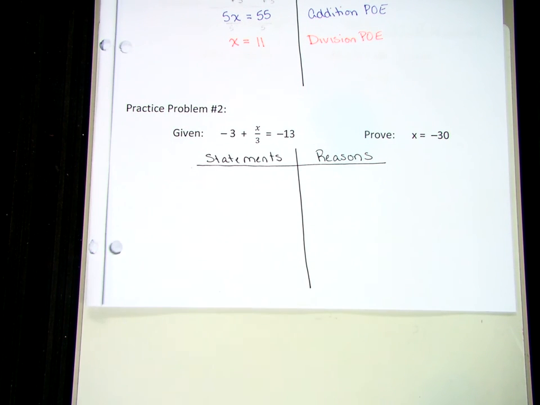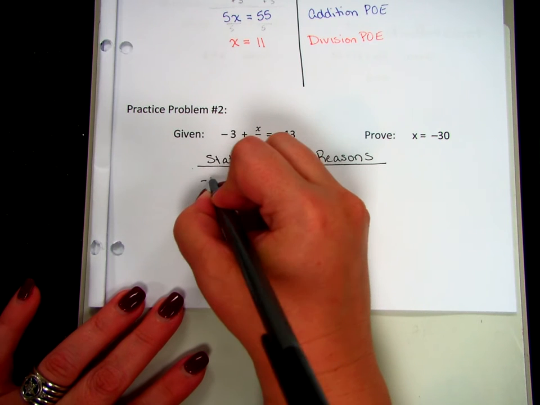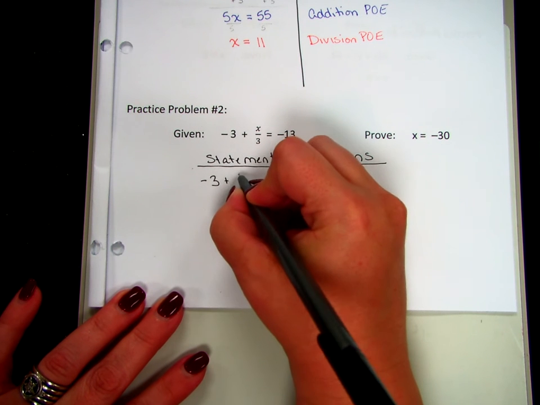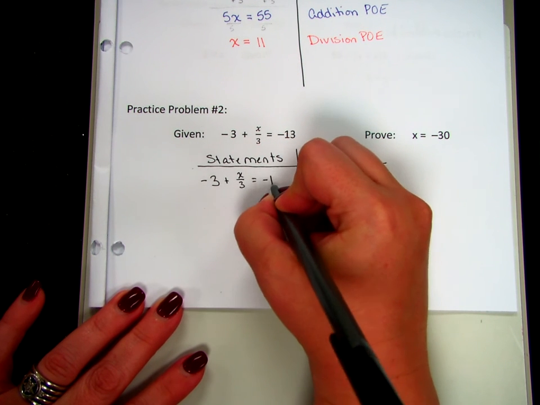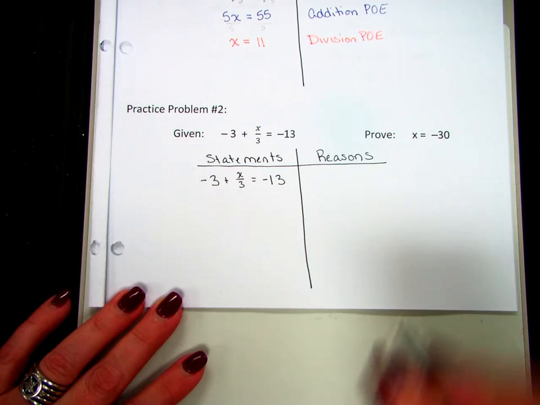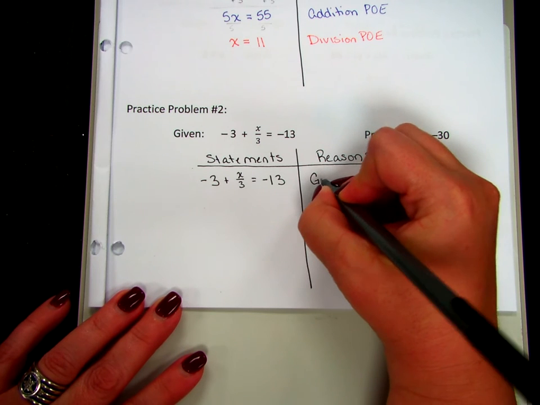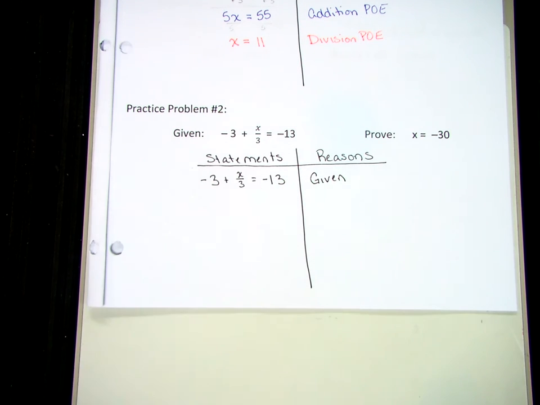And I'm going to start with my given, -3 plus x over 3 equals -13. And that was my given. I'm trying to prove x equals -30. What am I going to do as my first step?